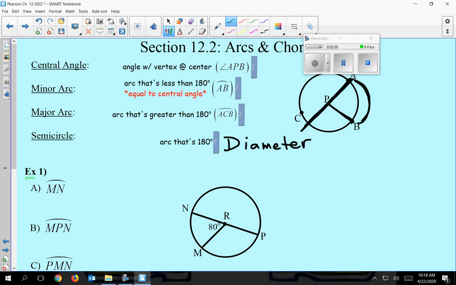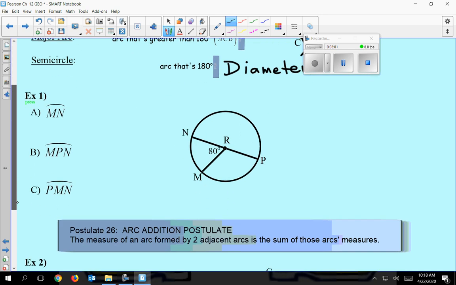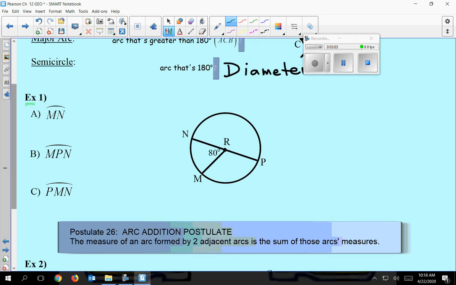So here they want us to be able to identify arc MN. What is it? Well, if the arc MN is created by the angle MRN, which is a central angle, and we learned that if a central angle creates an arc, then they're going to be equal. So MN should be 80 degrees, okay?